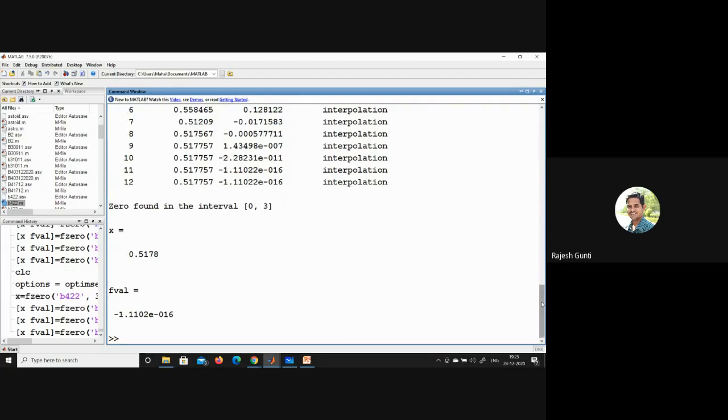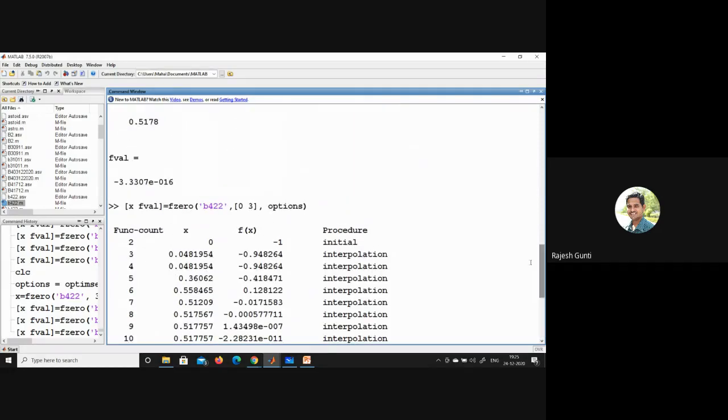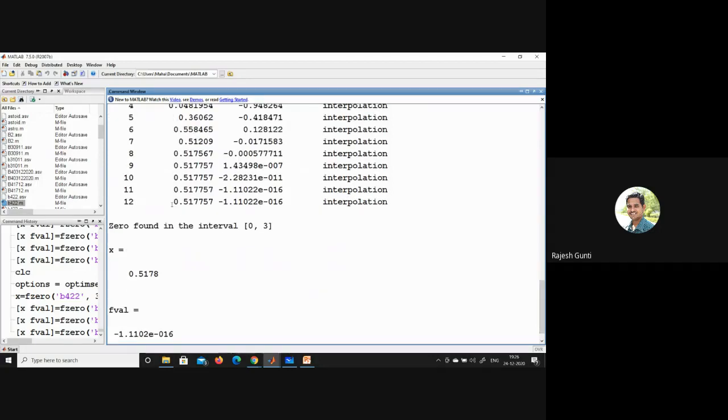I mentioned the interval. If I mention the interval, f of a and f of b are of opposite sign. It calculated the function directly. It started the iteration procedure. Function value at 0 is minus 1. It started at x of 0, it started the iteration procedure, and it finds the root.